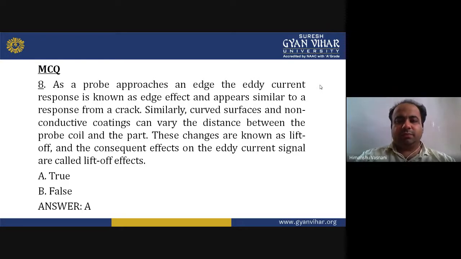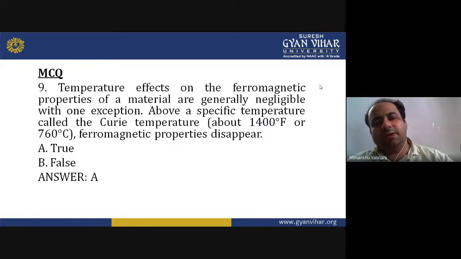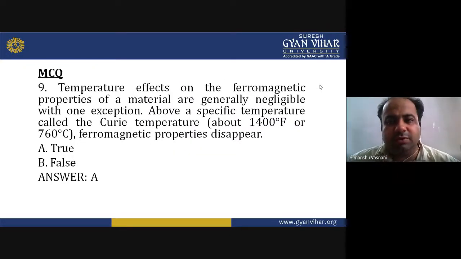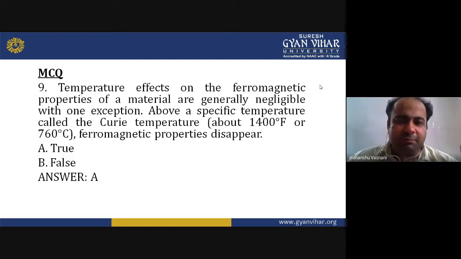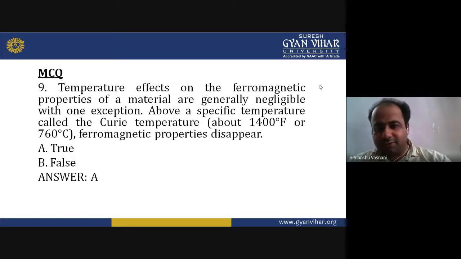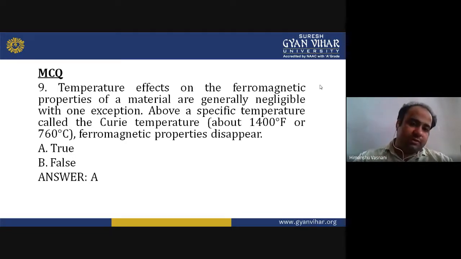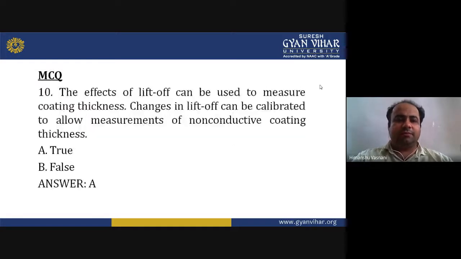That is true. A. Now, temperature effects on the ferromagnetic properties of materials are generally negligible with an exception. Above a specific temperature, called the Curie temperature, above 1400 degree Fahrenheit or 760 degree centigrade, the ferromagnetic properties disappear. So I think it's true in this case about the Curie temperature. It's true. Answer is A.